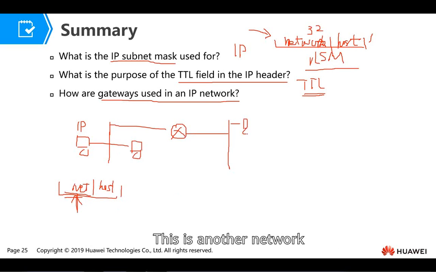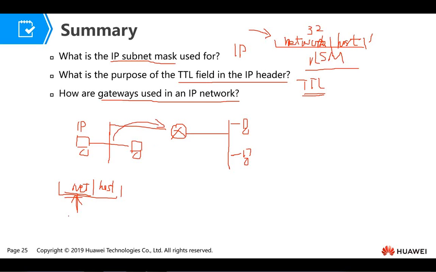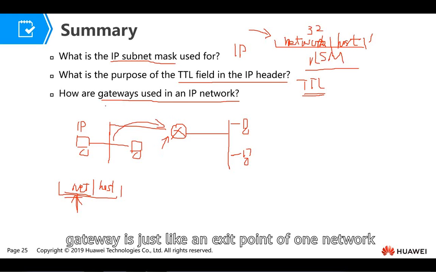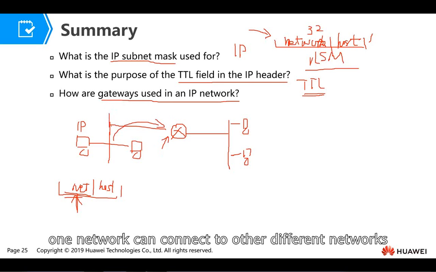Okay, this is another network. So first it should forward to the gateway, and this is the function of the gateway. The gateway acts as the exit point of one network. Okay, and using the gateway, one network can connect to other different networks.